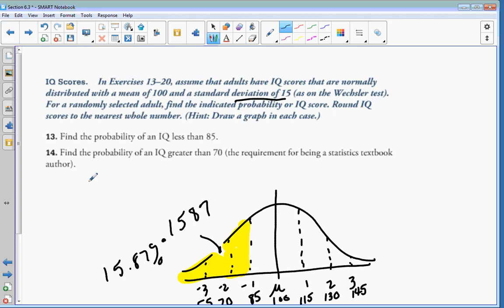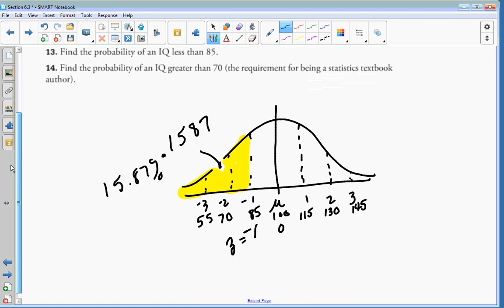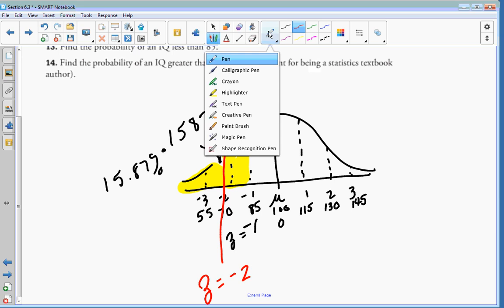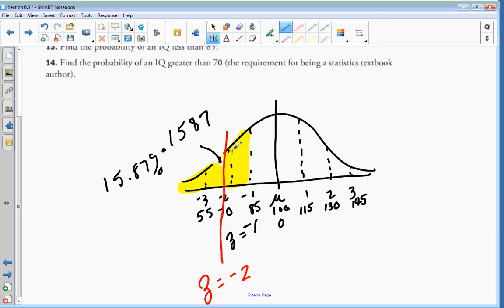Oh, we didn't do the other one. Find the probability of an IQ that's greater than 70. And it's not the requirement for being a statistics textbook author. This author just has a sense of humor. So if we looked at 70, that would be where z is at -2. But this time we're greater than, so we would be coloring this area here for greater than.